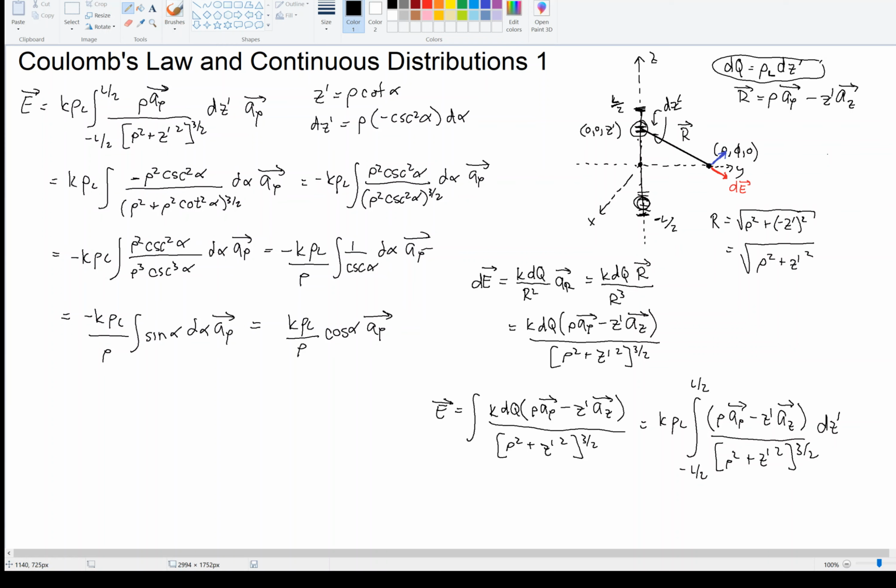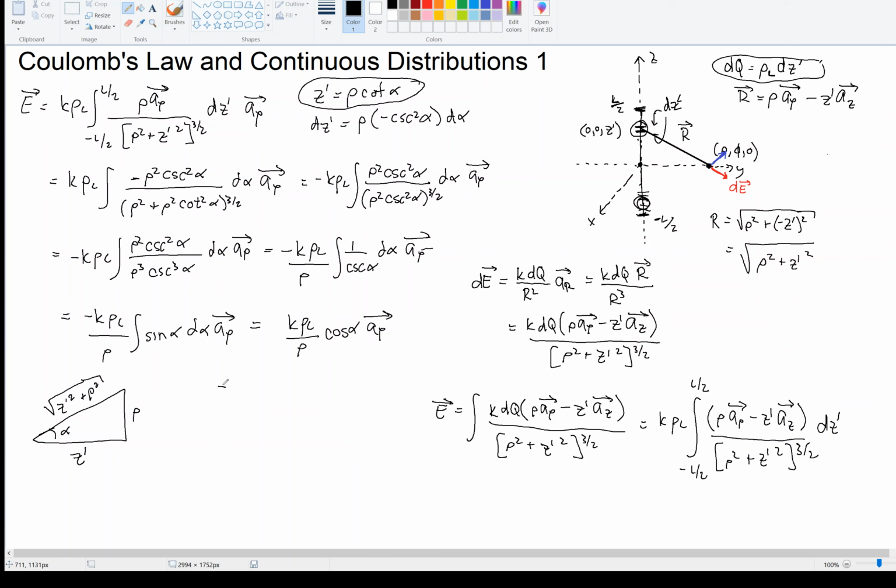And up here we said that cotangent of alpha was z prime over rho. So I'm going to draw a right triangle. Call this angle alpha. Cotangent is adjacent over opposite. So if cotangent of alpha is z prime over rho, then this must be z prime and this must be rho. And that makes this hypotenuse the square root of z prime squared plus rho squared. So what is the cosine of alpha? Cosine is adjacent over hypotenuse. So that would be z prime over this thing here.